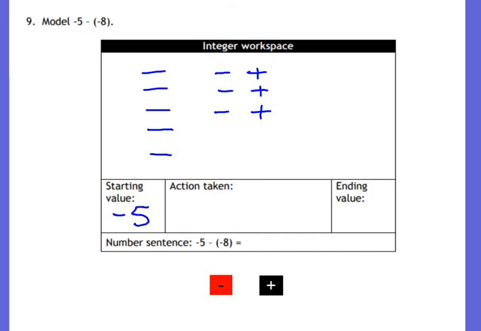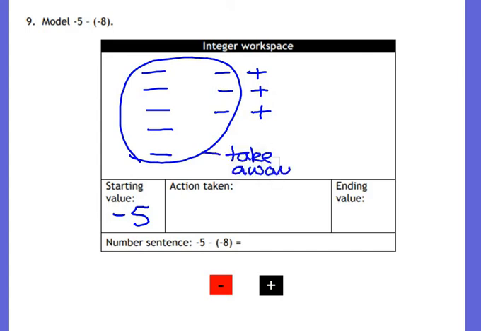Now do I have enough negative chips to take away like they wanted me to do? How many do I have to take away? 8. So I'm going to circle my 8 negative chips to take away. What am I left with? My ending value? 3 positive. So negative 5 minus a negative 8 equals what? 3.